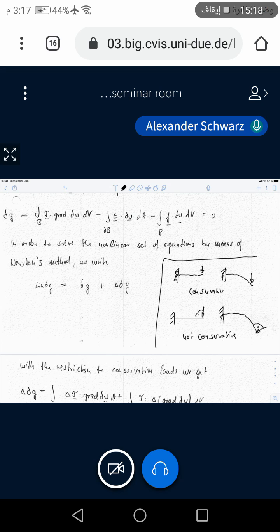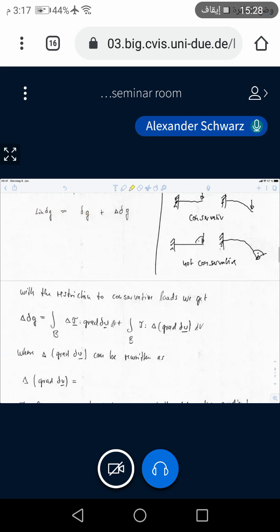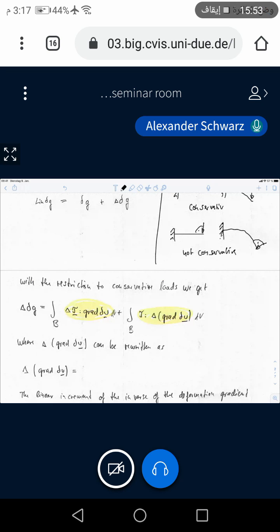That means I have only this term here. And this term is then split up in two terms. One of these is that one, and the other one is that one. So these are the two terms which are coming from the linearization. In more formal words, I take the delta of tau times the gradient, and then I take tau and make the delta of the gradient. And with the latter one, we start here, and here we see the delta of a gradient of the variation of u.